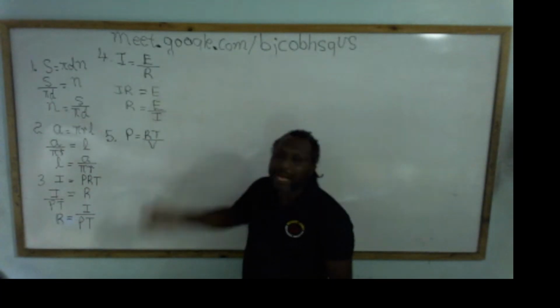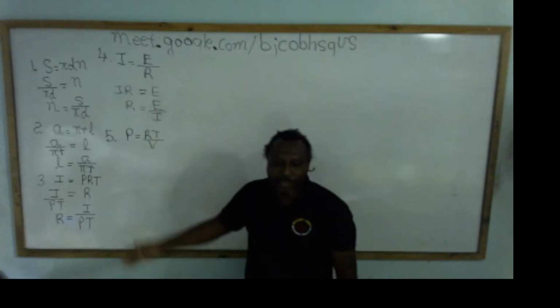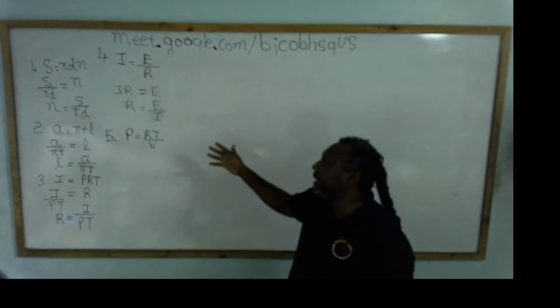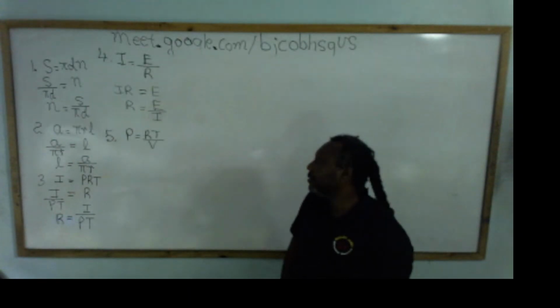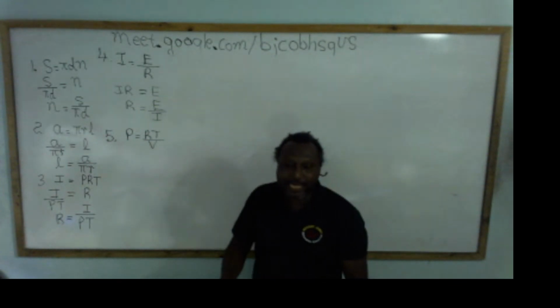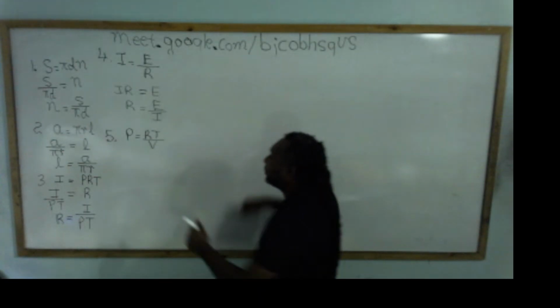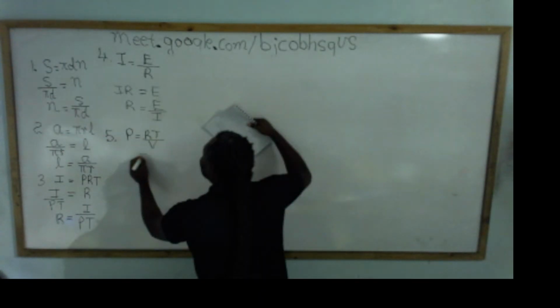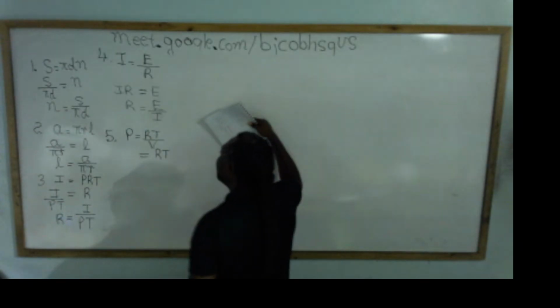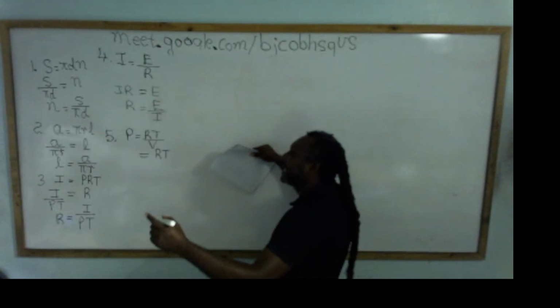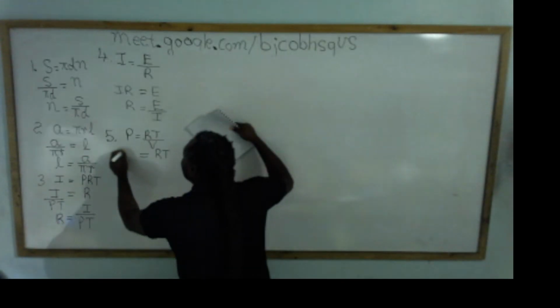We are dividing by V. Because we are dividing by V, we will eliminate V by multiplication. We will multiply both sides by V. When we multiply the right-hand side by V, the V is eliminated. When we multiply the left-hand side by V, we have PV.